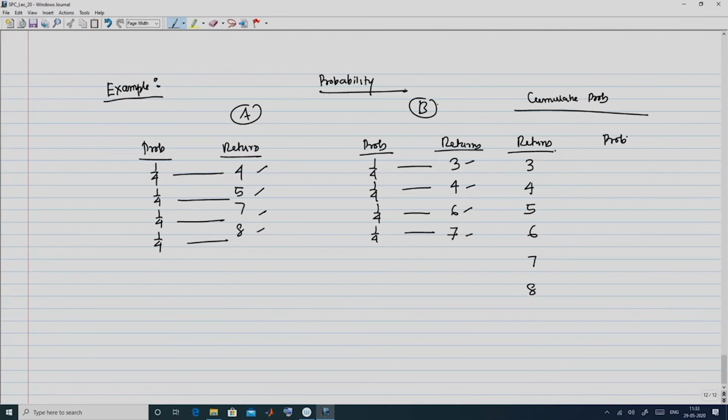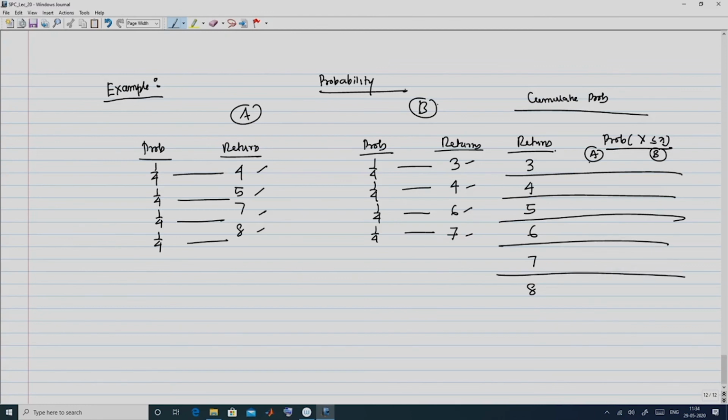And what is going to be the cumulative probability of X less than or equal to x? In case of A, and in case of B, what is this going to be? So, in case of A, these values are going to be 0, 1 by 4, 2 by 4, 2 by 4, 3 by 4 and 1. And in case of B, this is going to be 1 by 4, 2 by 4, 2 by 4, 3 by 4, 1 and 1. Okay, so now we have the cumulative probabilities for both A and B.